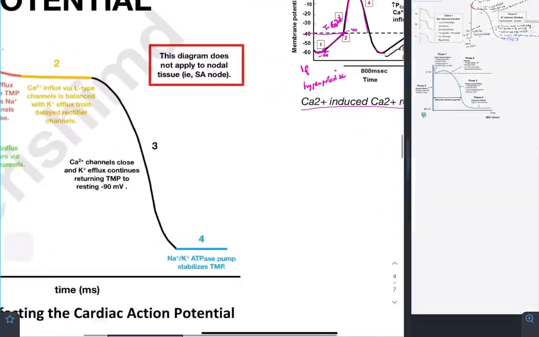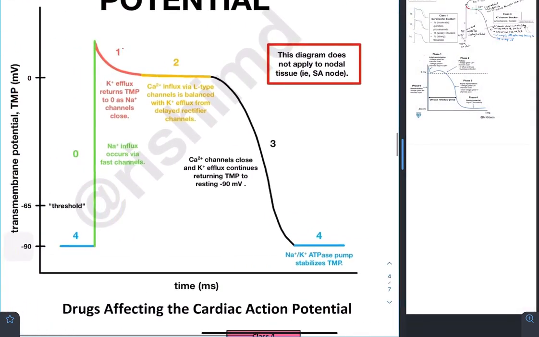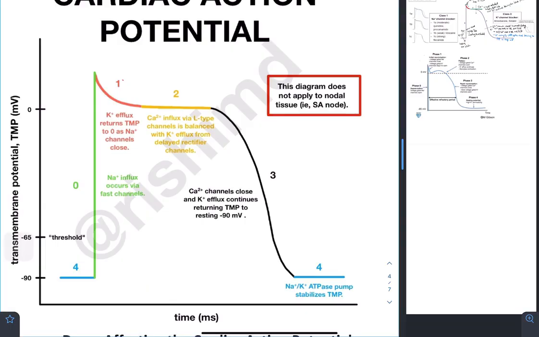It basically looks like this. Okay, and it's divided into phases for simplicity and also when we're discussing drug targeting site. Like I mentioned all the time, drugs are very specific in targeting the desirable sites. So let's begin with phase 0.